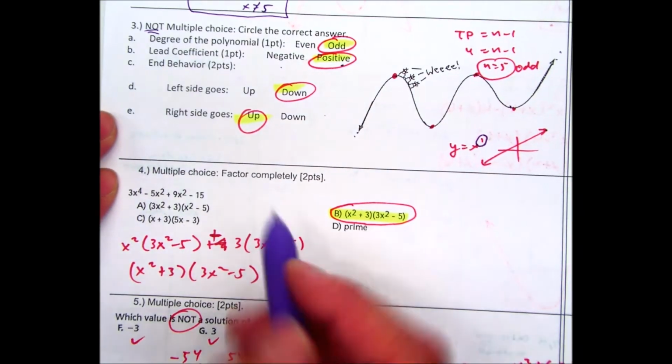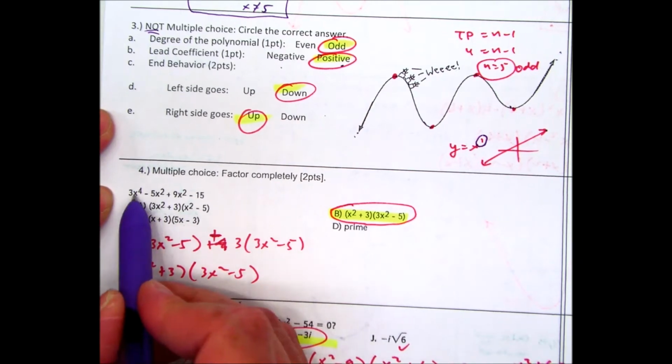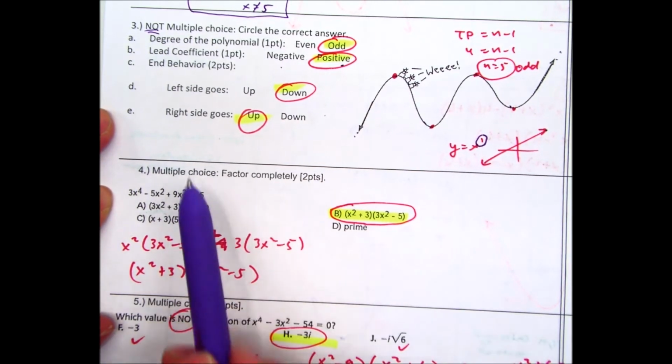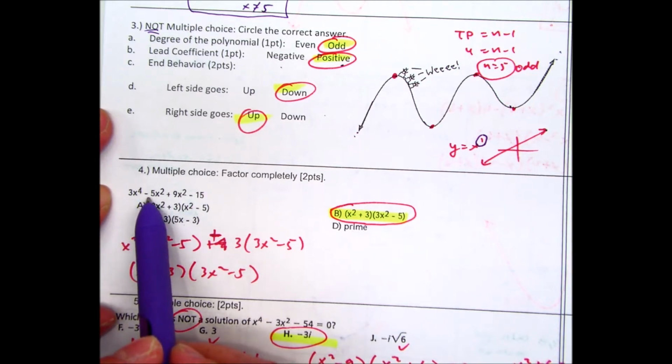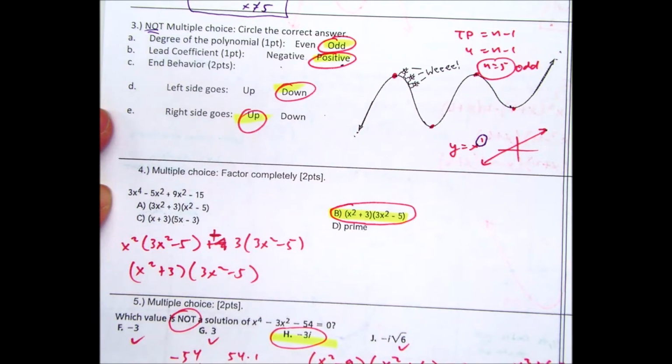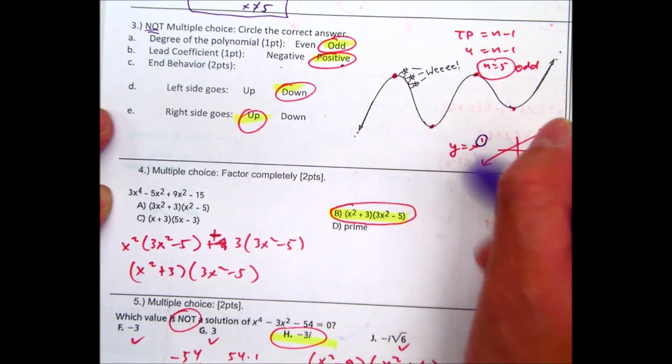Question number 4, factor completely. I have 4 terms here. Now, the temptation would have been to add those. 3x to the 4th plus 4x squared minus 15. And actually that should have been factorable.